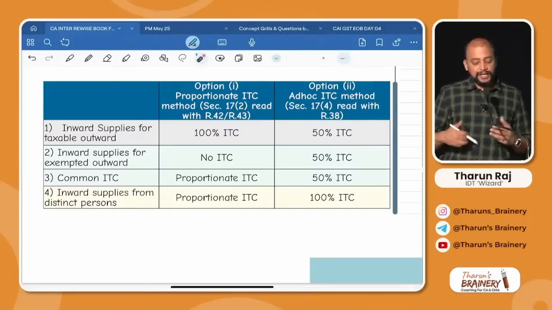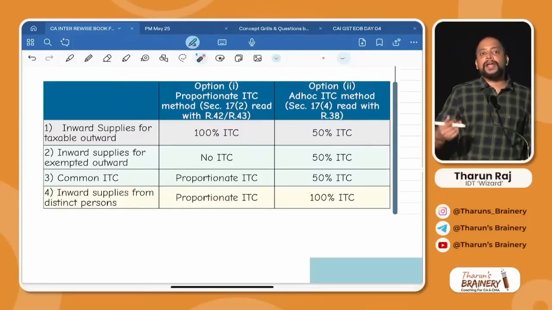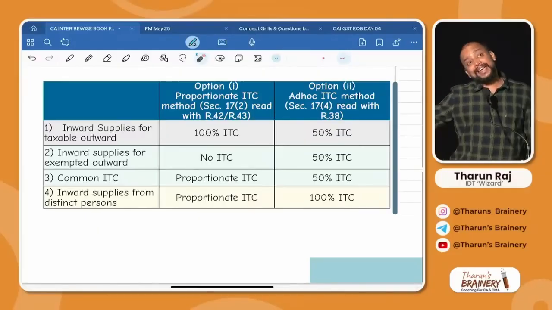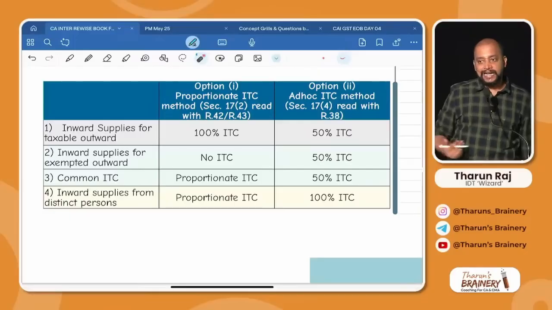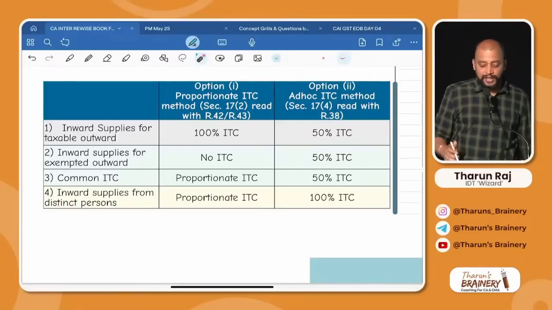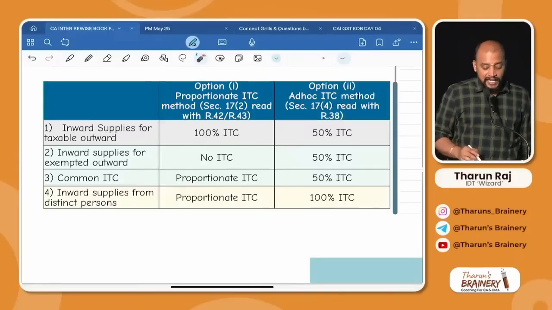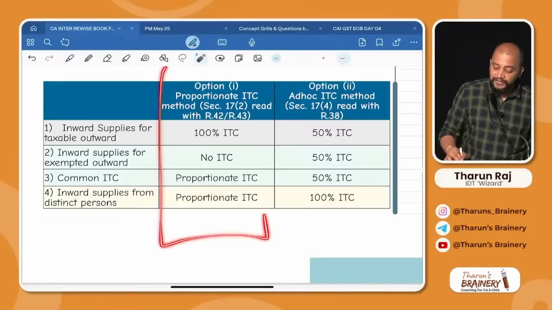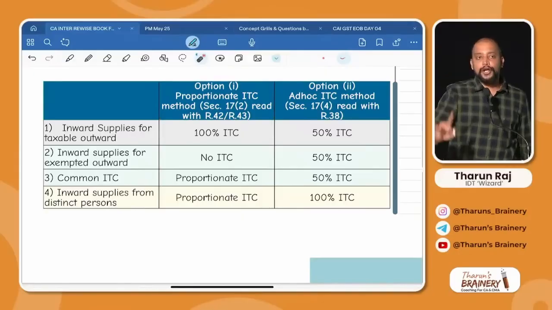Proportionate ITC option. Again I am repeating: inward supply used for taxable outward supply, full ITC. Inward supply used for exempted outward supply, no ITC. Inward supply used for both taxable and exempted, proportionate ITC. Inward supply from a distinct person, proportionate ITC. This is under which option? Proportionate ITC option.